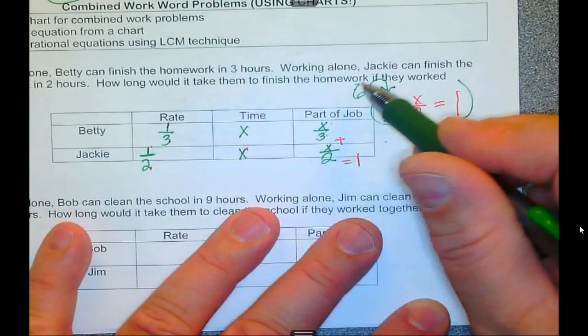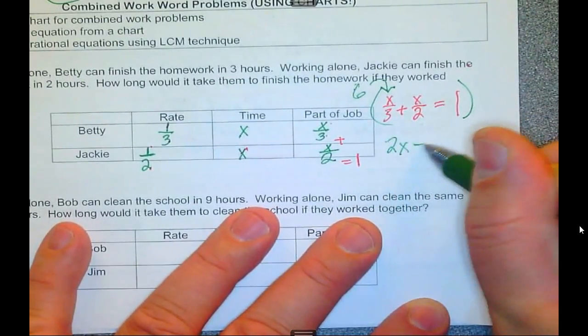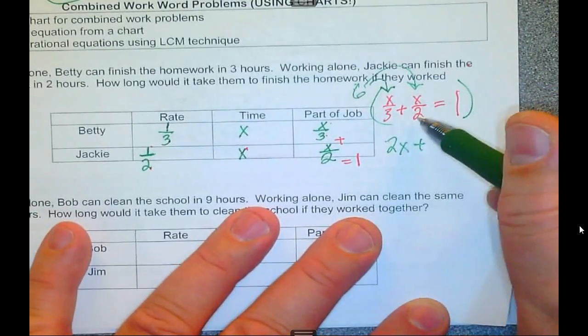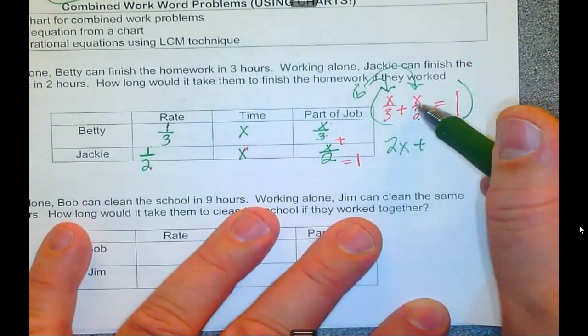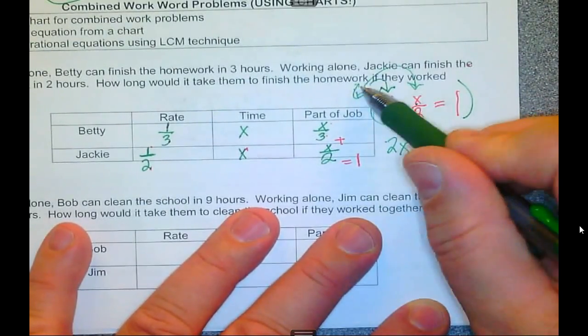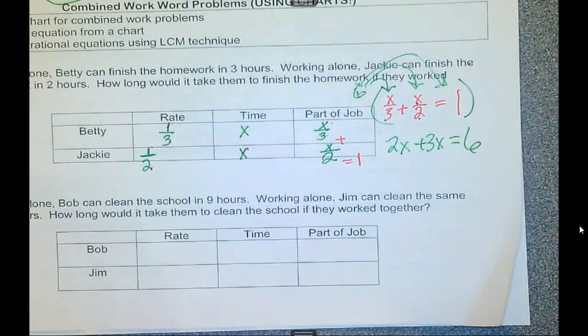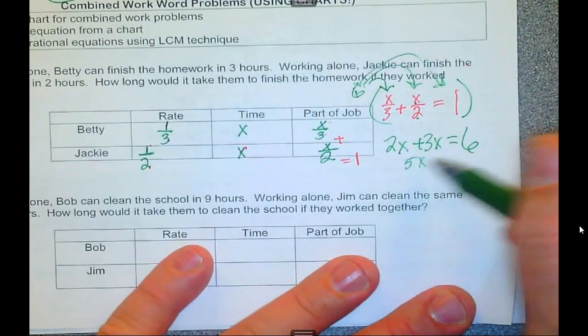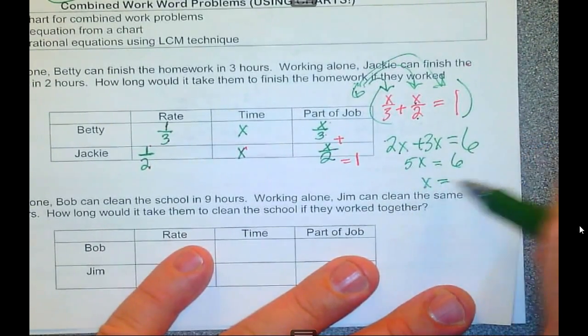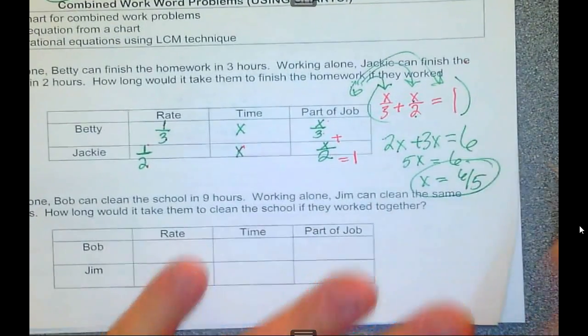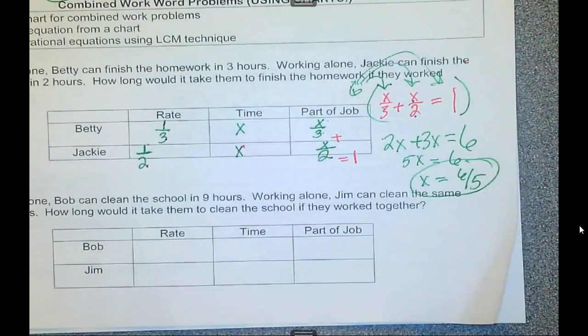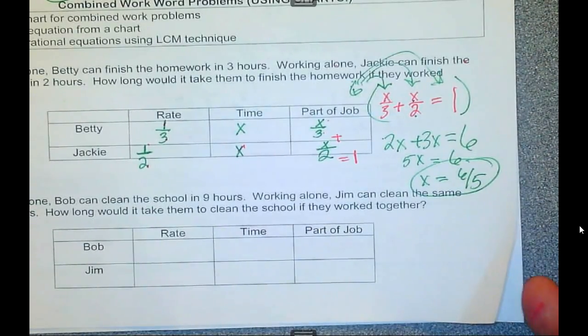Well, 3 goes into 6 twice. 2 times x is 2x. 2 goes into 6 3 times. 3 times x is 3x. Please don't forget to multiply the 1 by 6. So 5x equals 6, x equals 6/5. The hard part's setting them up. Questions, comments, concerns?